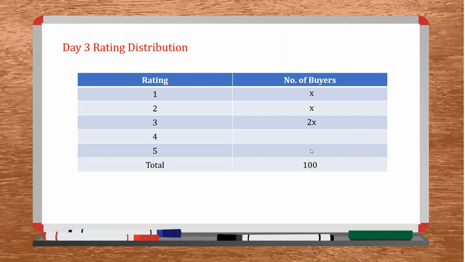Now, if I consider the value of x as 20, so we already have a possible solution with x equal to 10. But if I assume x equal to 20, then the sum of buyers for the 1, 2, and 3 ratings would be 20 plus 20 plus 40. That would be 80. So only 20 would be left for 4 and 5. That would give the number of buyers for rating 4 and 5 as 10 each, which is not the mode for this distribution. Hence, the only possible value for x is 10, which gives me the following distribution. Now, let's calculate the mean also for this distribution, which comes out to be 3.6.